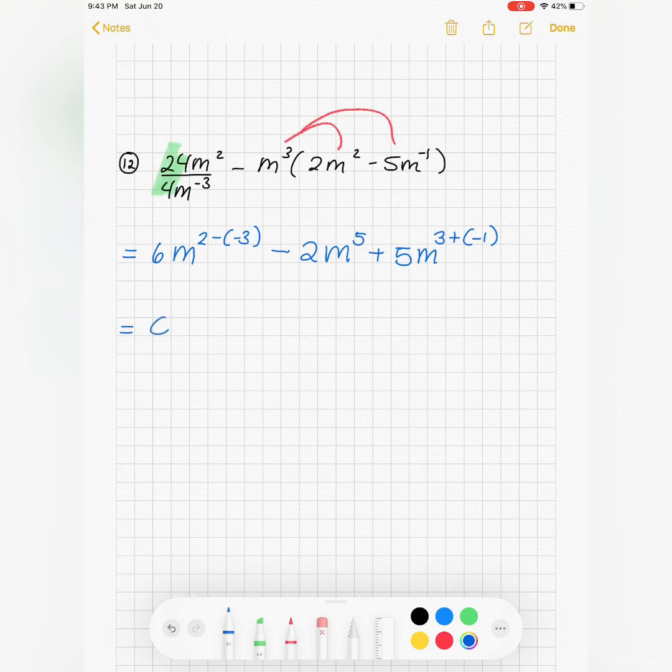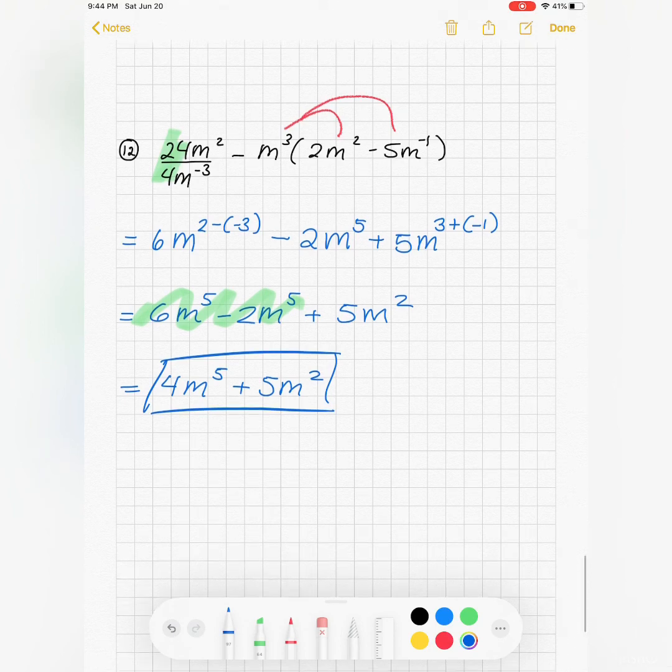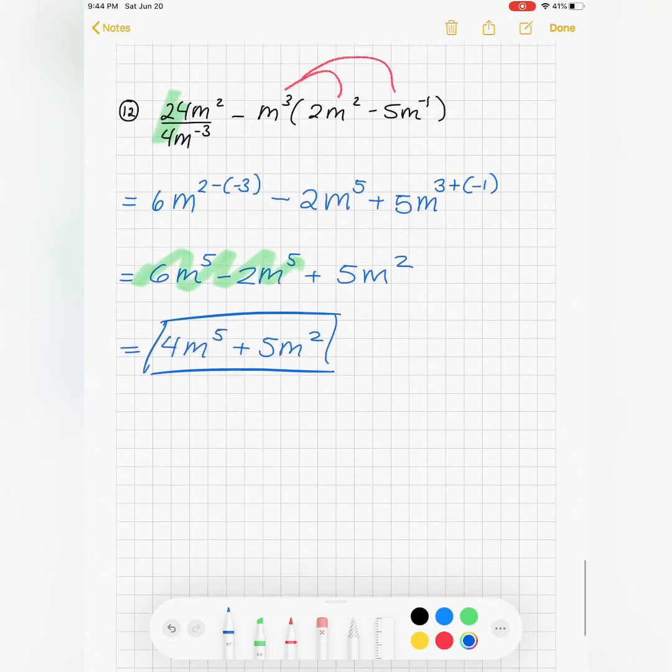Okay, looks good. So 6. 2 plus 3 is 5. Have some like terms there then. And then m to the 3 minus 1, 2. So I can combine my m to the 5th, so there are 4 of those. And that's about it. Oh, and that's the last one.